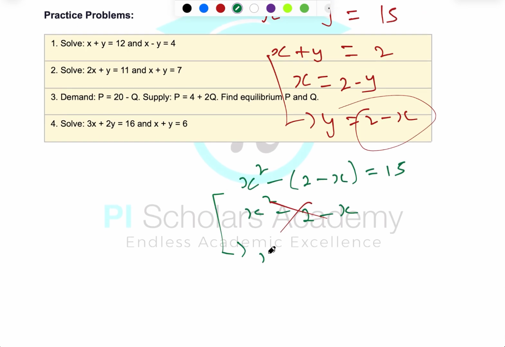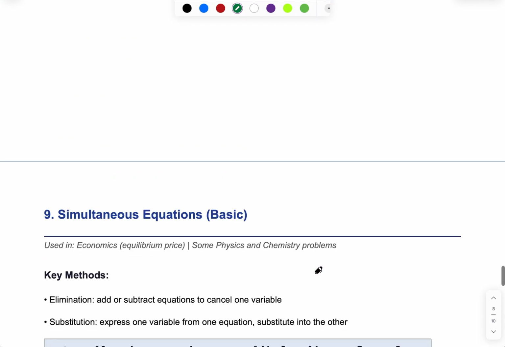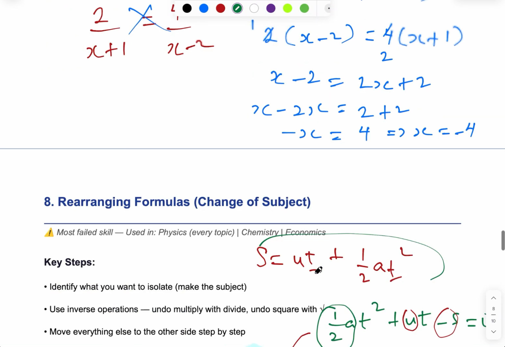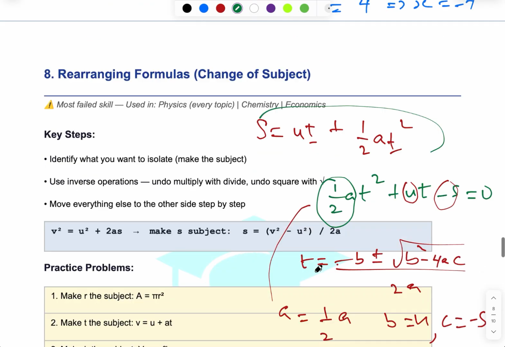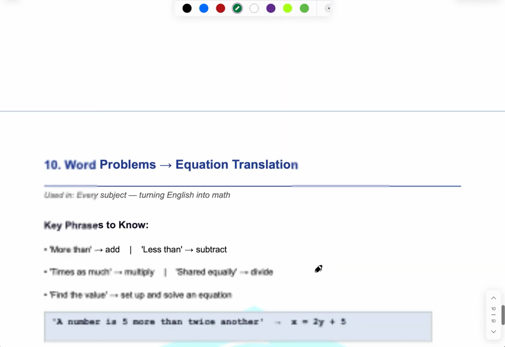So if you continue, that will be x squared minus 2 plus x equals 15. And you have x squared plus x minus 2 minus 15. That's going to be negative 17 equals 0. Then you can solve this one using the quadratic formula that I've given you. Like I said as well, quadratic formula always works for any quadratic equation. Master how to use that very well. I will also create a video on how to properly use the quadratic formula in another video.